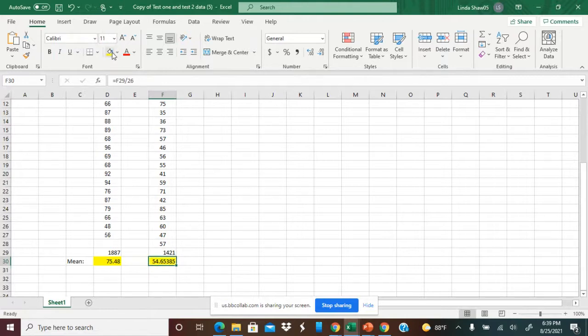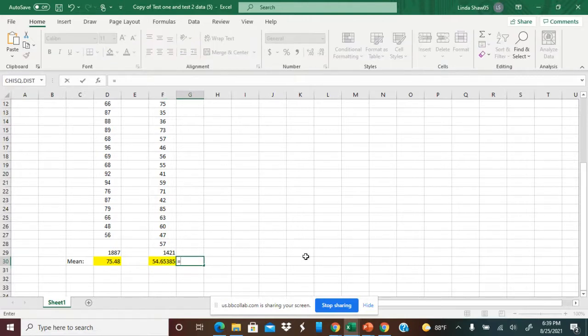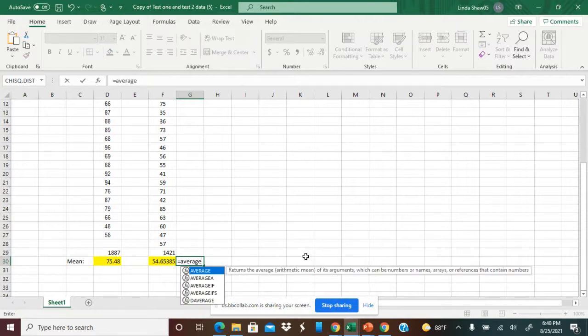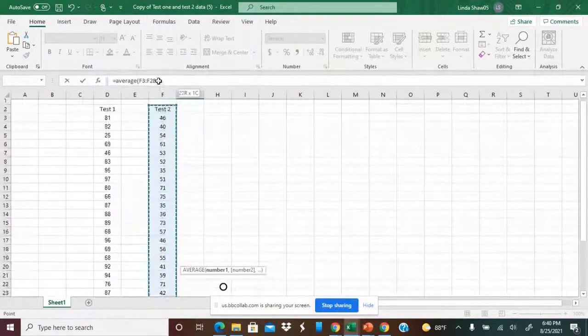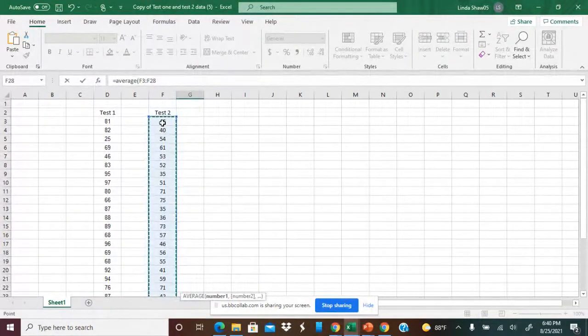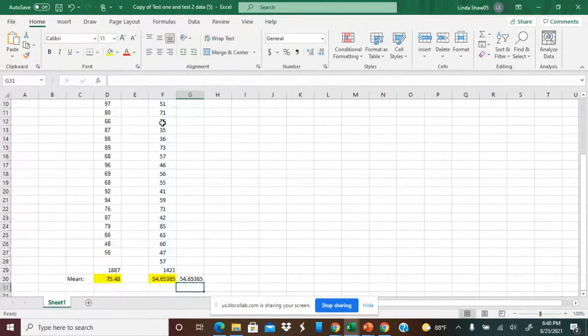Now, if you did want to do this the fancy way, then the Excel formula that you can use is equals average. And then all you have to do is just highlight the data. So I close my parentheses, hit enter, and it does give me the same answer. So either of those formulas will work. It's just whether or not you want to take 2 steps or 1.